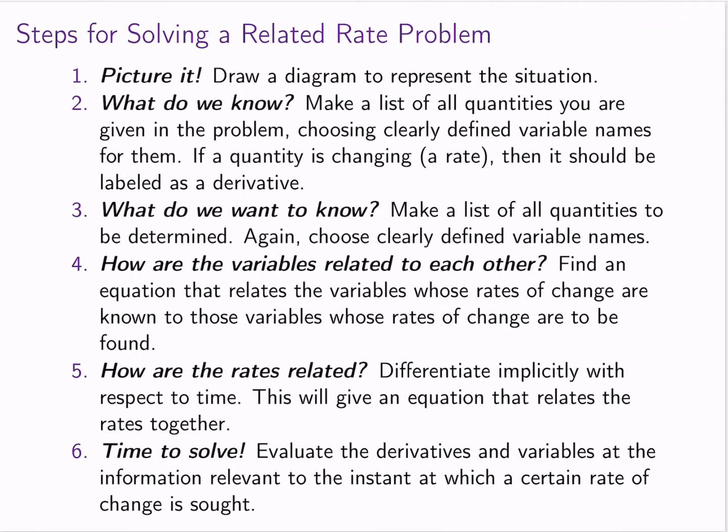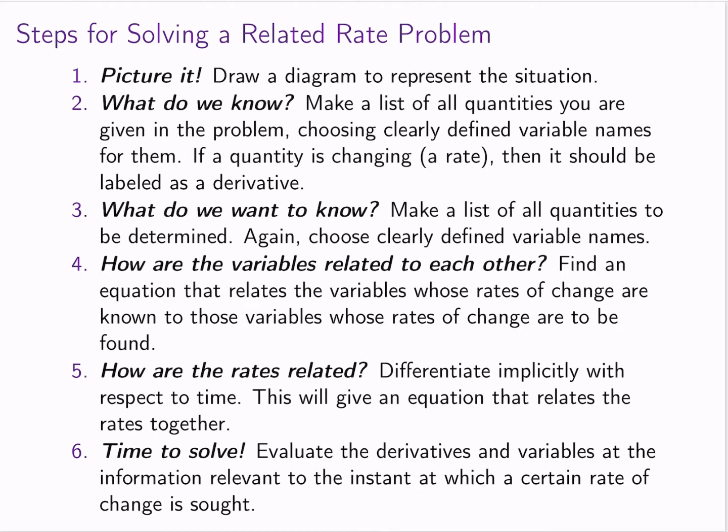Here are our steps for solving a related rate problem. Step 1, we're going to picture it. We want to draw a diagram to represent the situation. Step 2, we're going to make a list of everything that we know and make sure we choose clearly defined variable names. If our quantity is a rate, then we need to label it as such, label it as a derivative. And we'll talk about that a little bit more later as we get into the problems. Step 3, what do we want to know? Well, we're going to make a list of all quantities that we need to determine. And again, we're going to choose clearly defined variable names.